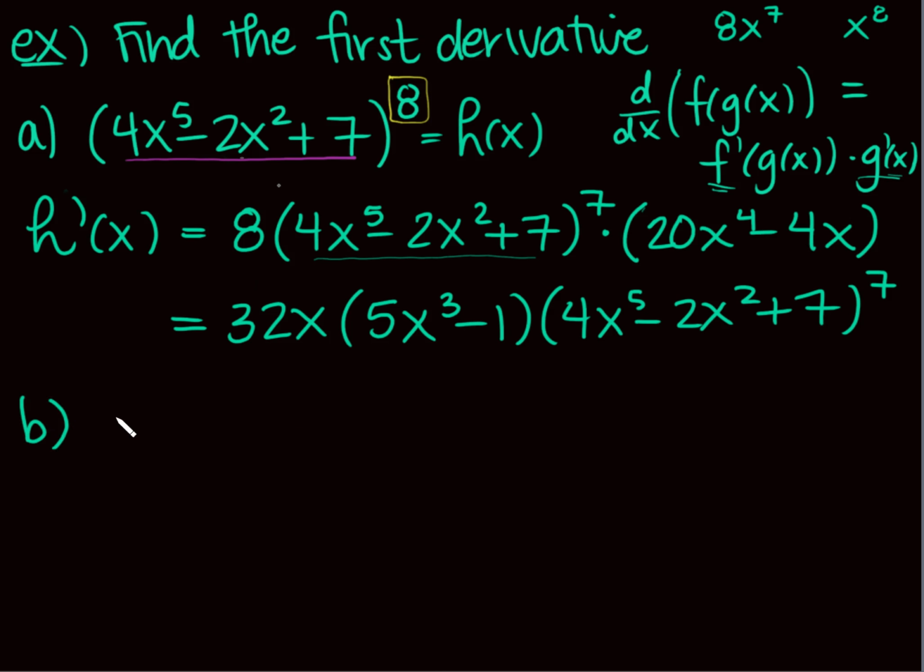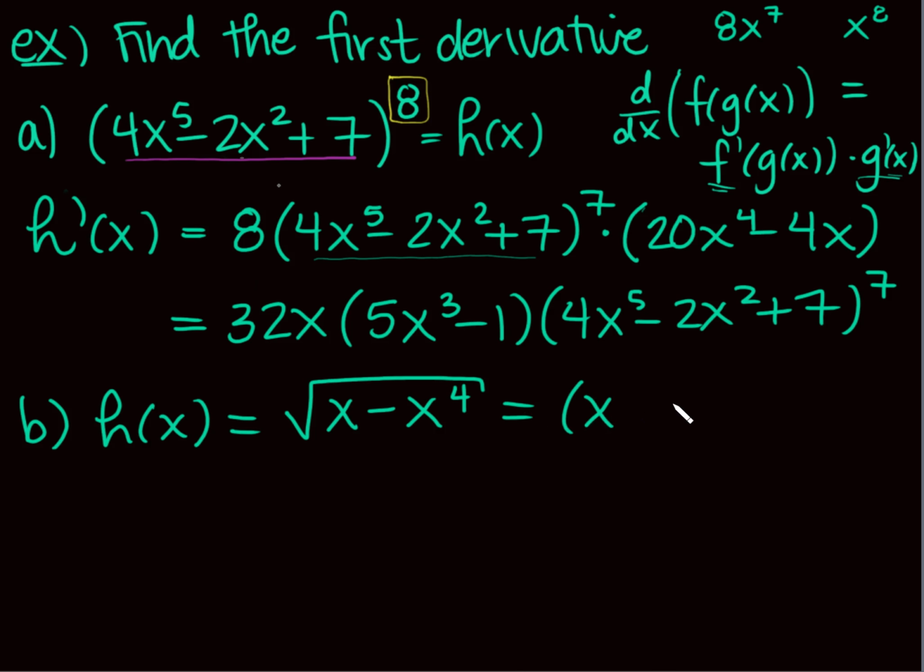Okay. What about if I had h of x equals the square root of x minus x to the 4th? One thing you're going to want to do is think of this as a power rule. If I had the square root of x, I would think of that as a power rule. Just like I did with the cube root on the bottom in the last example, I'm going to think of this as x minus x to the 4th, all to the 1/2. Not negative 1/2 because it's not in the denominator, just 1/2, okay?